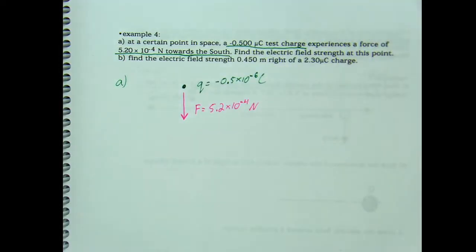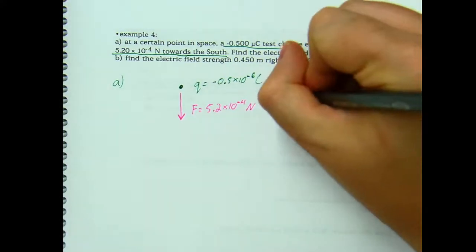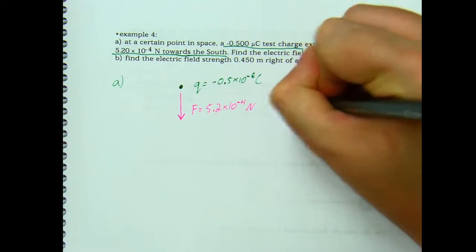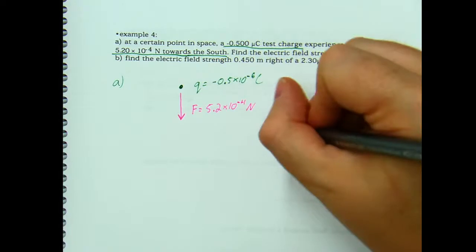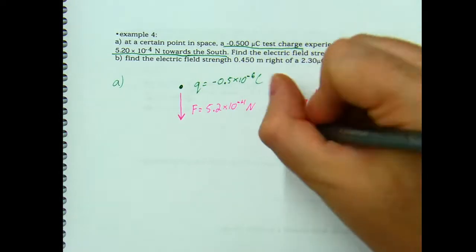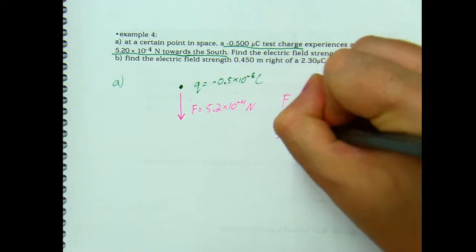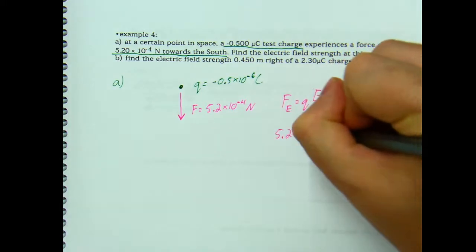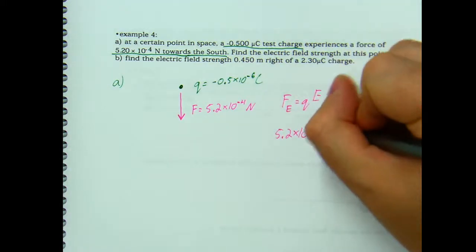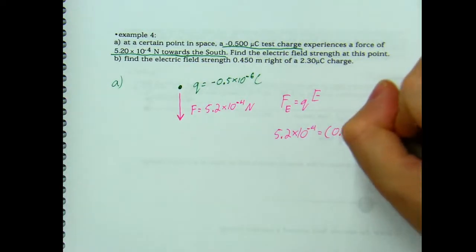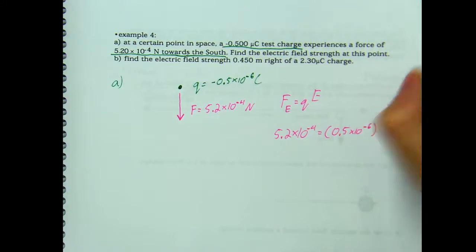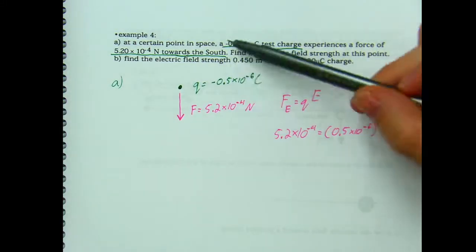So we can figure out what that is, and we can use the second of the two relationships that we had. Say, well, Fe is equal to Q times E. We know the electric field strength. We know the electric force, or the strength of the electric force, is 5.2 times 10 to the negative 4. And that's going to be equal to 0.5 times 10 to the negative 6. Remember, in our force calculations, we don't use positive and negative. The positive negative just gives us the direction.